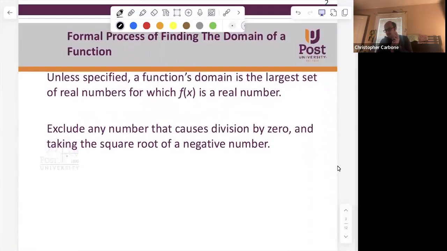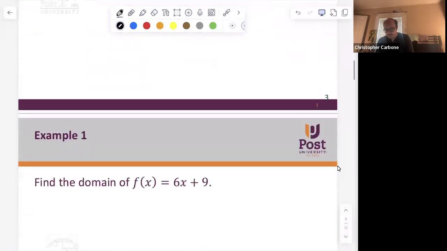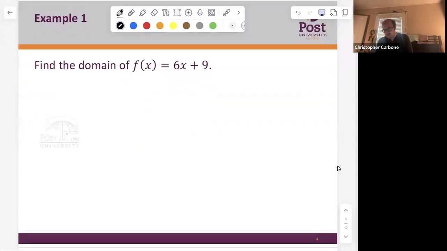So the formal process of finding the domain of a function says the domain is the largest set of real numbers where this function is a real number. So we want to exclude division by 0, taking the square root of a negative number, that type of thing. For this first one, I want the domain of f of x equals 6x plus 9. That's a polynomial function. This exists everywhere. Nothing is stopping it. So negative infinity to infinity.